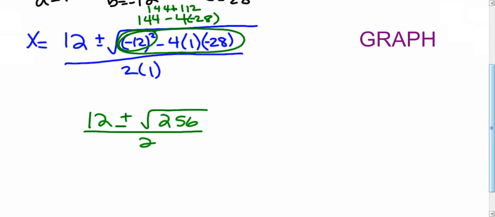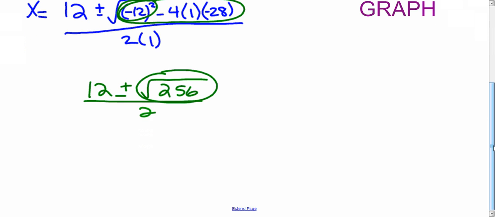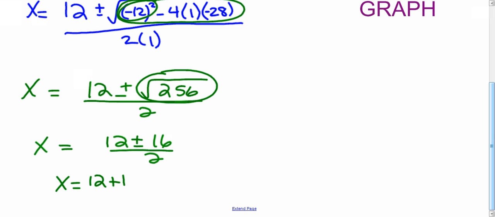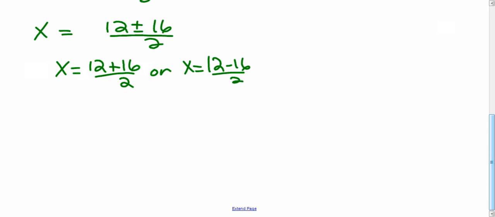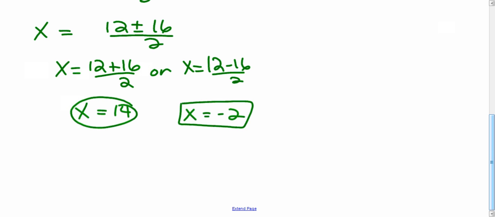Then you need to do something with this square root of 256, and you might not know this right off the top of your head, but it is a perfect square. The square root of 256 is 16. So x becomes 12 plus or minus 16 all over 2. Basically, I've got 2 solutions there. One of them would be 12 plus 16 divided by 2, and the other one would be x equals 12 minus 16 divided by 2. 12 plus 16 is 28, divided by 2 is 14, and x equals 12 minus 16 is negative 4, divided by 2 is negative 2. So there are my 2 solutions.